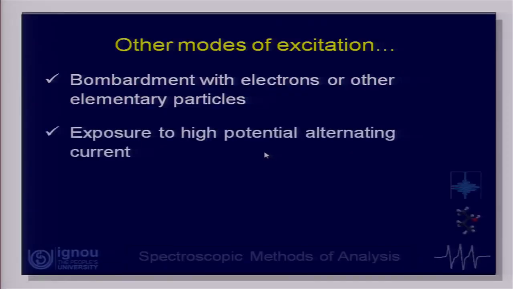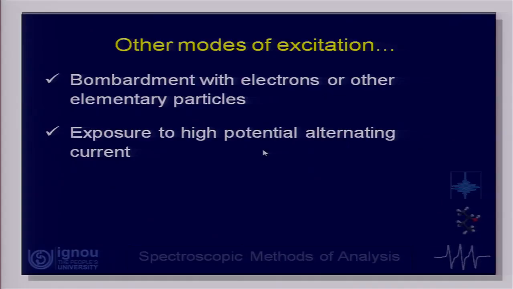We did it in terms of radiation, as we just discussed, or another possibility could be we give a high potential, high potential alternating current, that also can lead to excitation, or maybe we can have a spark, arc or flame, various means of exciting a molecular system. Now, this also we will be taking up when we talk about atomic spectroscopy and things like that.